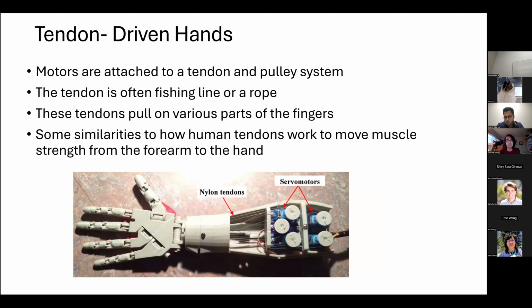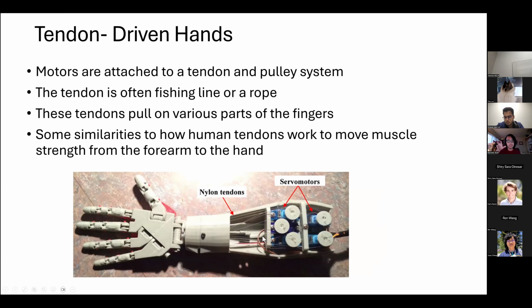So then, many people are looking at, well, how can we get more degrees of freedom into a small space? And tendon-driven hands have been very popular recently. What they do is you take a motor, you put it, usually into some part of the wrist or somewhere lower in the hand, and then you have fishing line or some sort of rope that is connected to the servo motor and connects up to the fingers themselves.